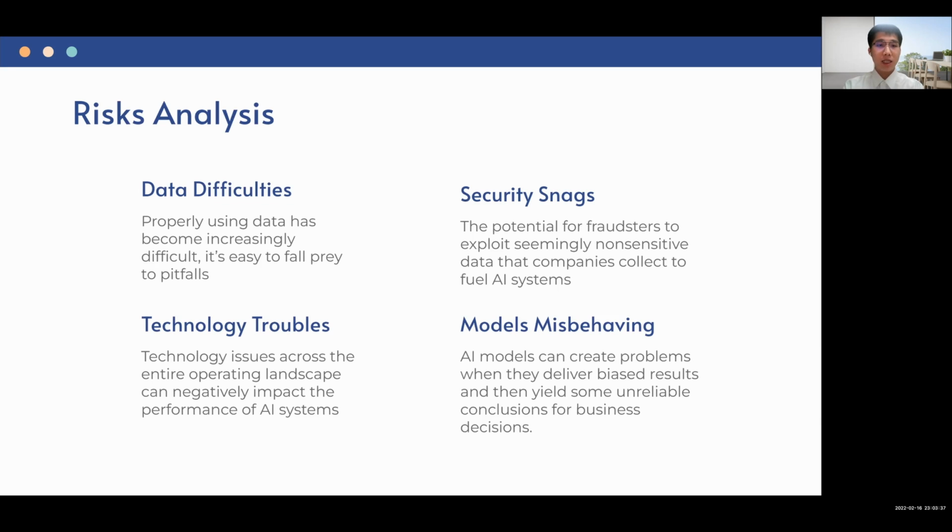Then it is essential for Doctor Anywhere to take these potential risks into consideration as well, since they are the intangible cost. There are 4 points which could give rise to AI risk and which should be paid attention to. As you can see, there are the data difficulties, security snags, technology troubles, and model misbehaving.